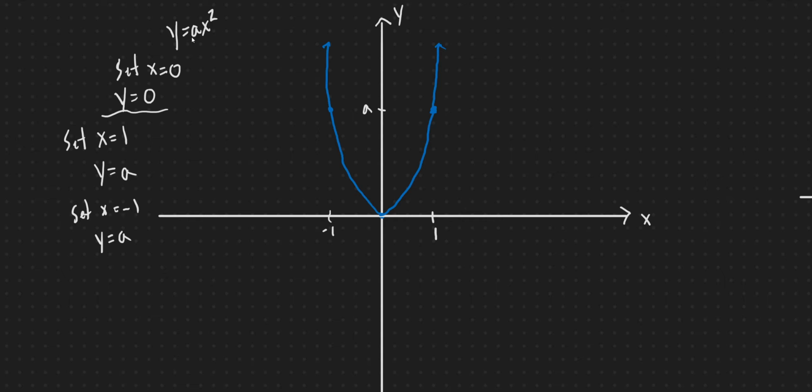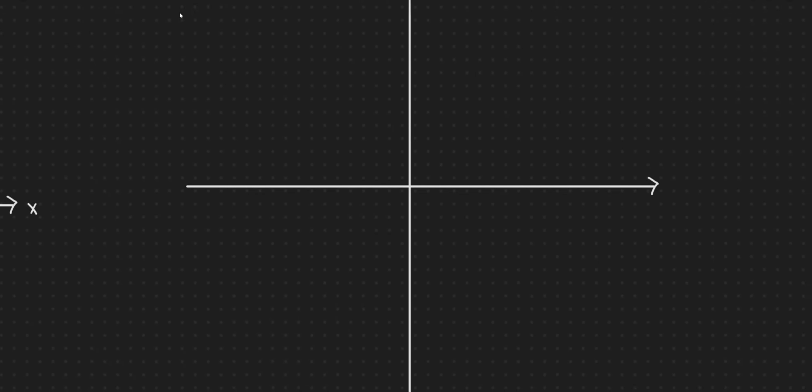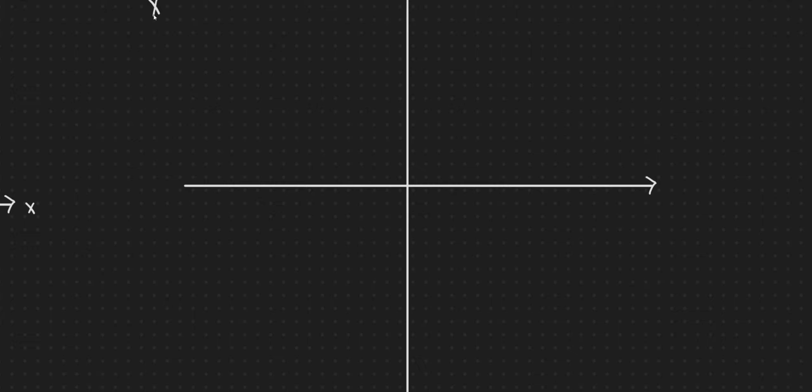Now, what if instead of y equals ax squared, we did something like x equals a y squared? Well, then my analysis is very much the same, but with x and y switched. So again, if I plug 0 in for, say, y, I'll get a 0 for x. I know that the origin, again, is on this curve.